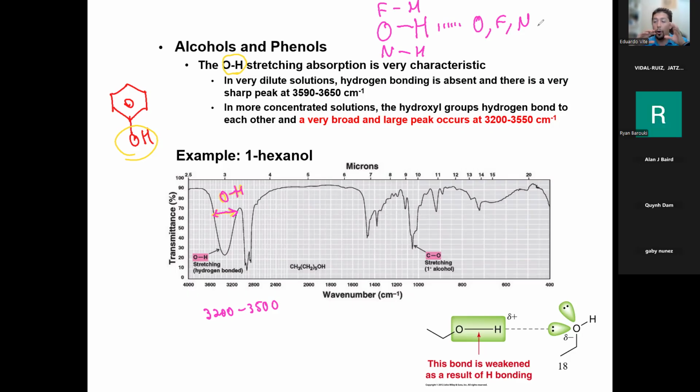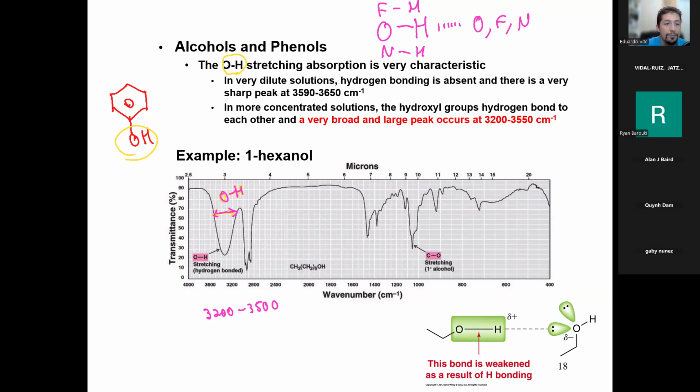And not all of the OHs are going to be hydrogen bonded at the same time. Some of them might be forming the bonds, some of them might be breaking the bonds. So you get a spread in the wave number energy of absorption, and that is why you get this distribution of absorption. You get this broad signal of the OH. Make sense?